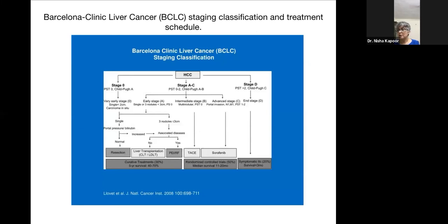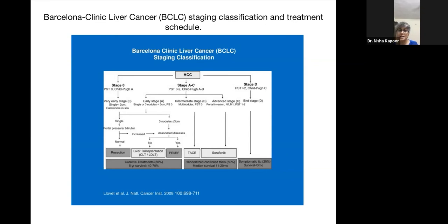So we meet our old friend again, the Barcelona Clinic Liver Cancer Staging Classification and Treatment Schedule. This is the one which is used in the majority of the centers worldwide. We also have the Japanese system. Some other systems have also come in, but they are not used to a great extent, at least not in India. Japan, of course, uses the Japanese system.